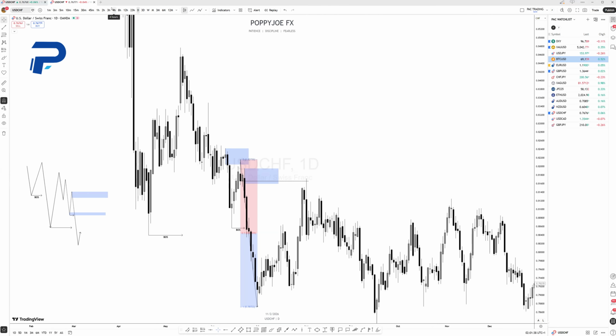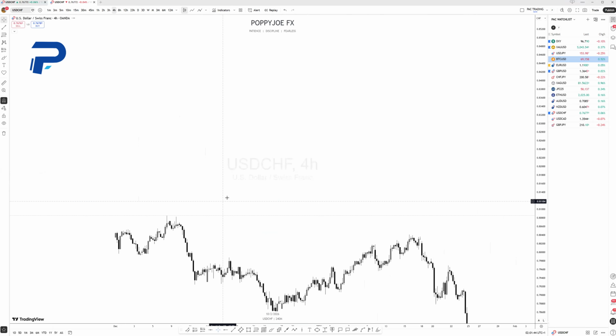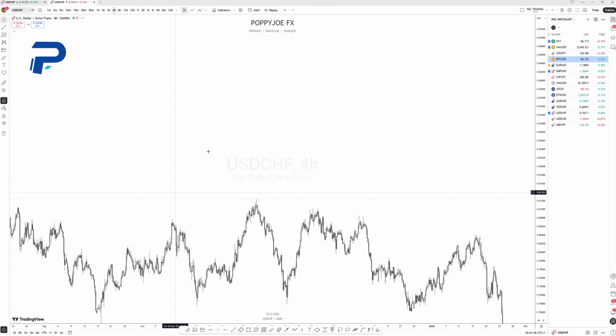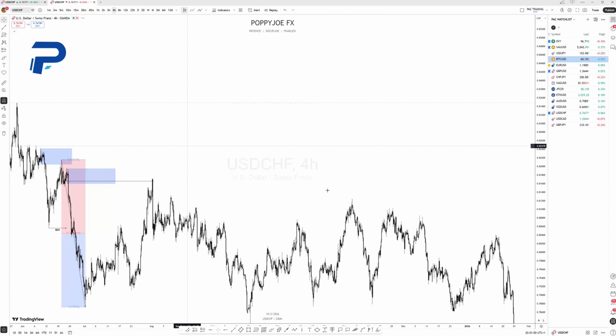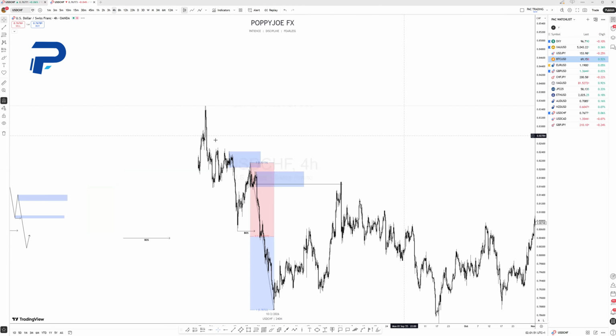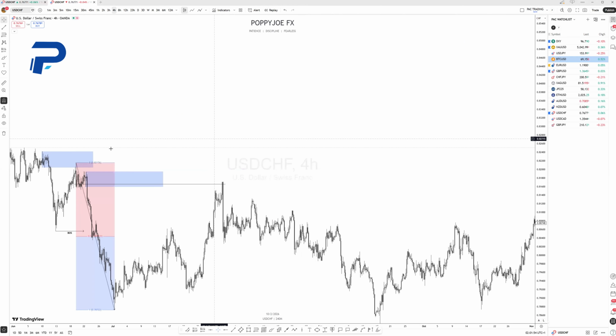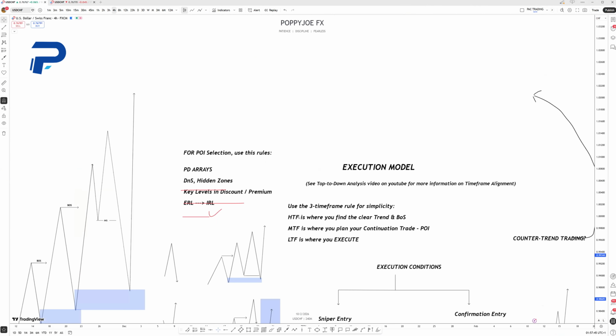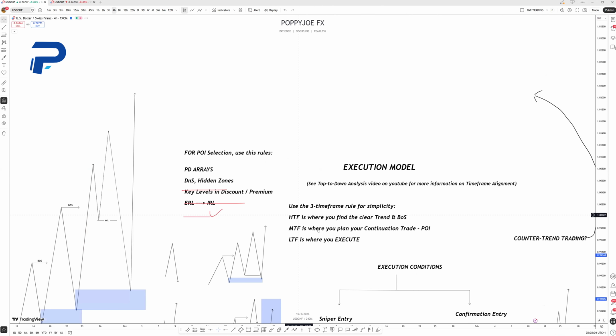But let's go over to 4 hours again, and let's see. Since we have chosen a POI and we have our break of structure, the next thing is now entry. I told you your entry here is going to be dependent on, of course, using the 3 time frame rules as shown earlier. Higher time frame is where we have seen the clear trend and the BOS. Medium time frame is where you plan, that's where you enter our continuation from. Lower time frame is where you execute.